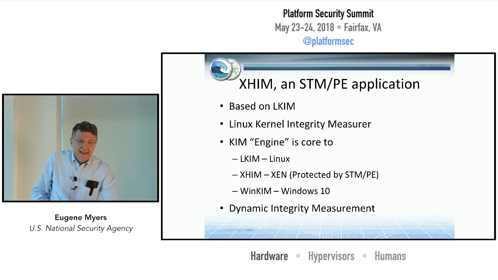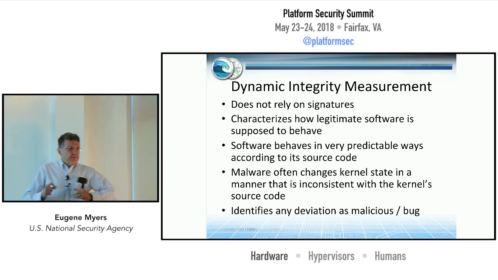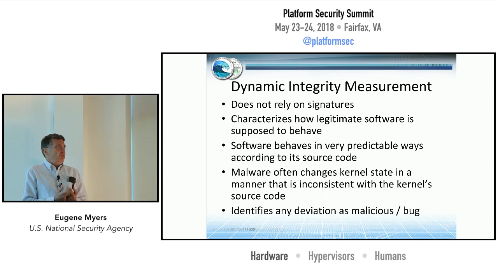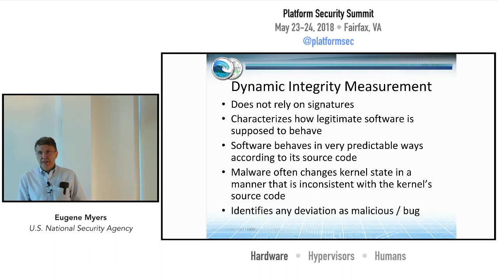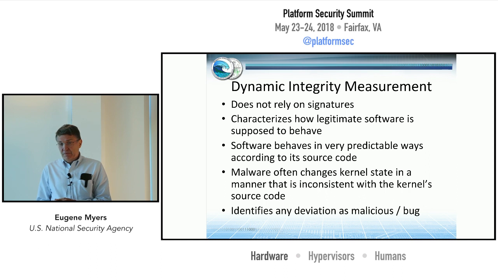So I'm going to talk a little bit about dynamic integrity measurement. That does not rely on signatures. Instead, we look at what an implant would do to the kernel. It's really what it comes down to. An implant will cause some type of inconsistent kernel state, and the KIMs detect that inconsistent state. In other words, we have a 99% probability of catching a zero day in this type of system. So advanced persistent threats will have difficulty in a system that's defended by the KIMs.